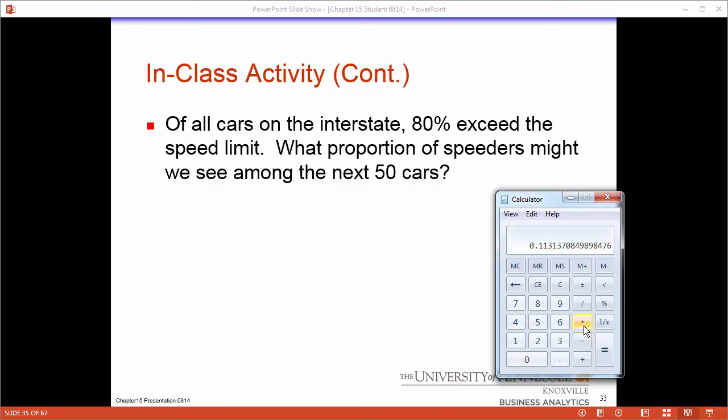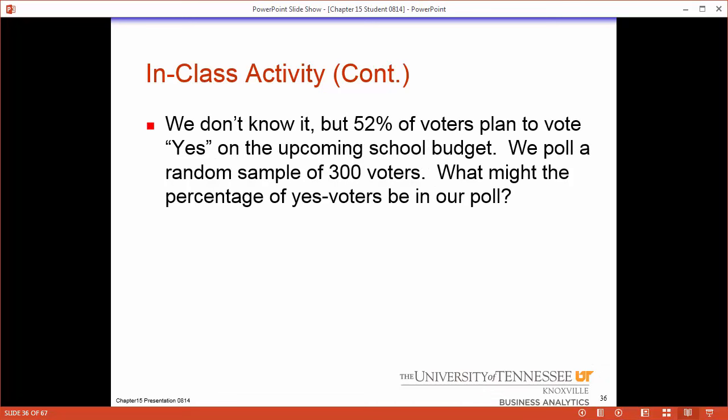And considering we need to check the conditions, did we do this randomly? And the at least 10 successes and at least 10 failures condition is so close on this, because 20% of 50 is 10. So it passes just barely. And that would make a weird test question. I would say it passes. Is 50 cars less than 10% of all cars? I'd say so. I think there's more than 500 cars on the highway. So we're doing well on that.